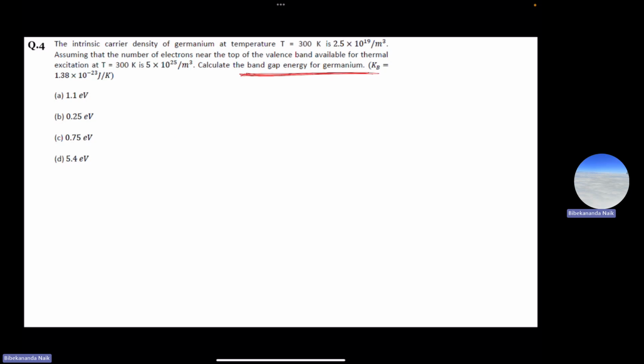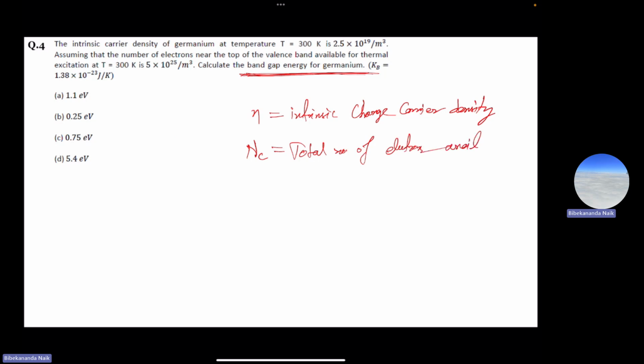So we will use that same expression, but here the unknown is the band gap energy, that is Eg, and N is the intrinsic carrier density, the intrinsic charge carrier density, and the constant Nc is the total number of electrons available in the valence band for thermal excitation.